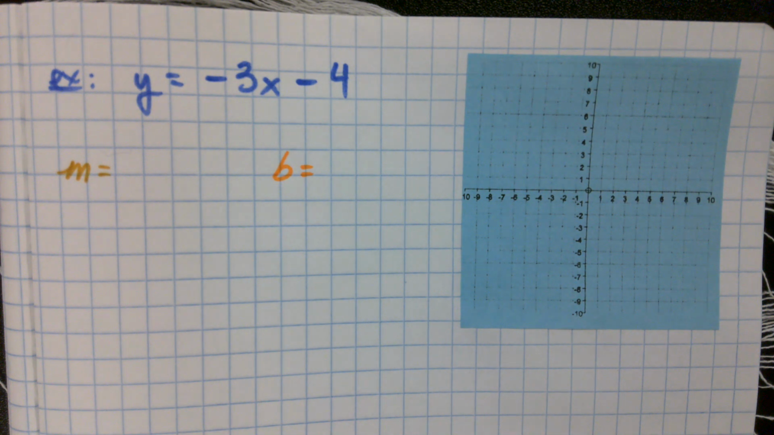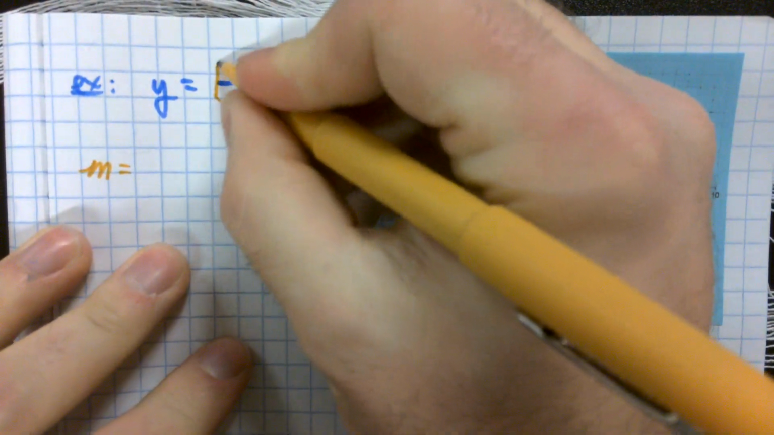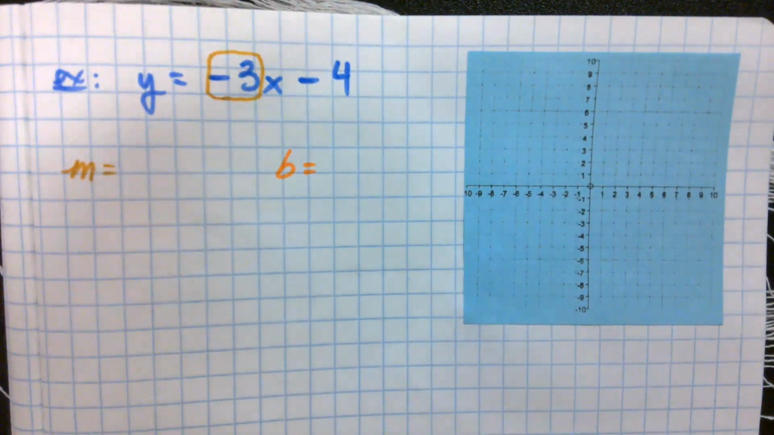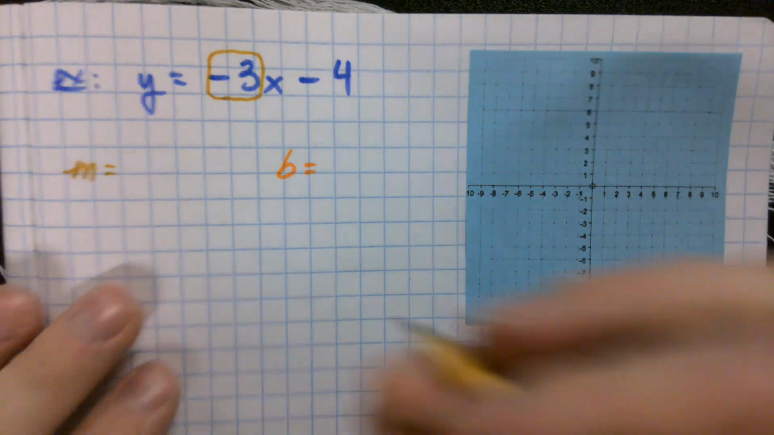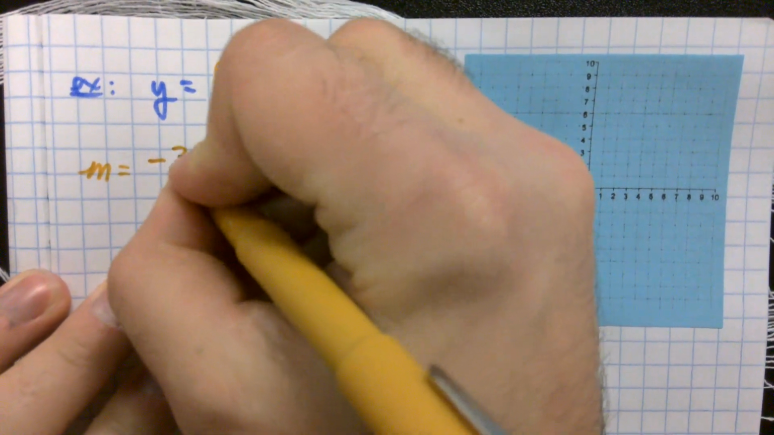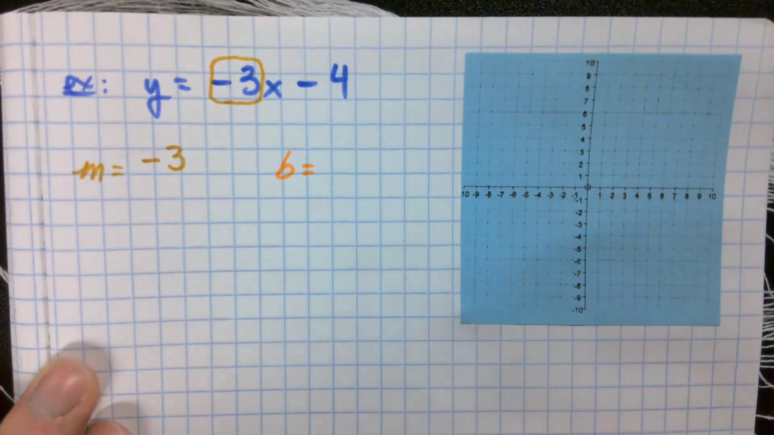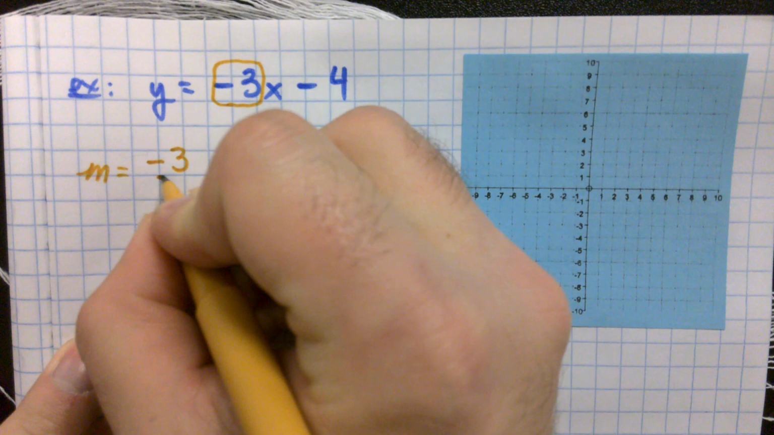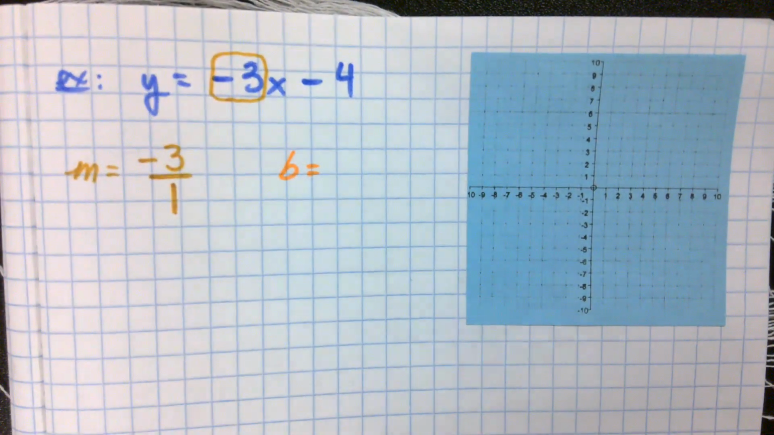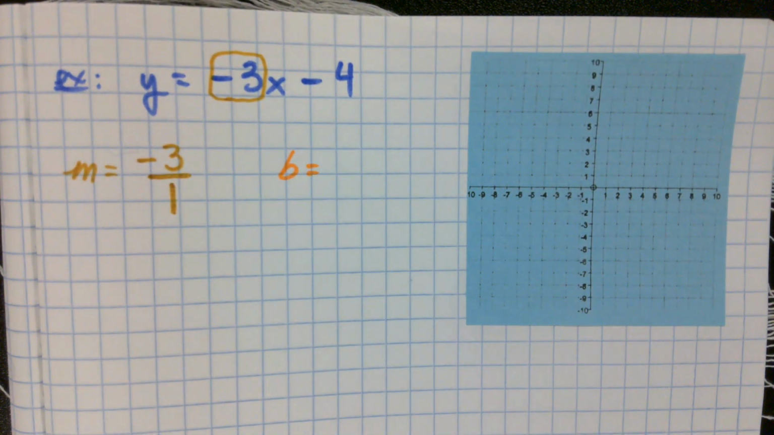All right. What is my slope of this line? Negative 3 is my slope. Is negative 3 a fraction? No. So let's turn that negative 3 into a fraction by putting it over what? 1. Negative 3 over 1 is going to be my m.